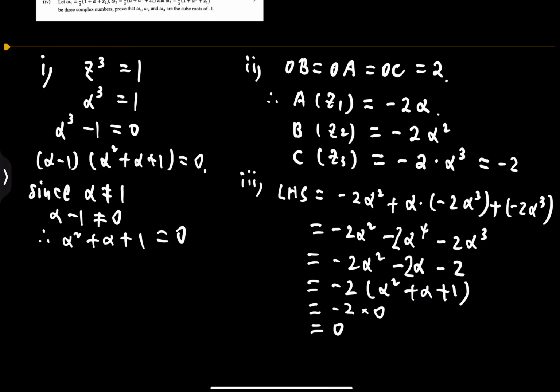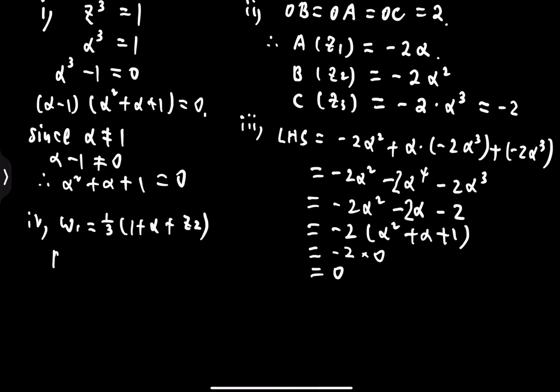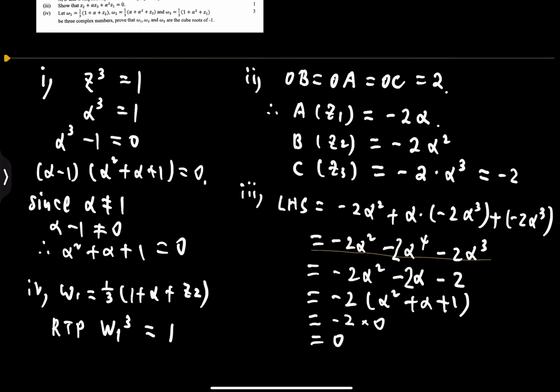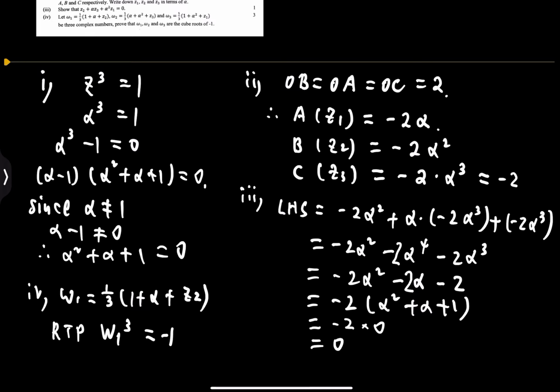Question 4. So I'm going to do it out here, question 4. So prove that W1 is equal to a third of 1 plus alpha plus Z2 is the root of unity of negative 1. Okay, so what does that mean? It means we are required to prove W1 to the power of 3 equals 1. Sorry, equal to negative 1. So this is what we need to prove.